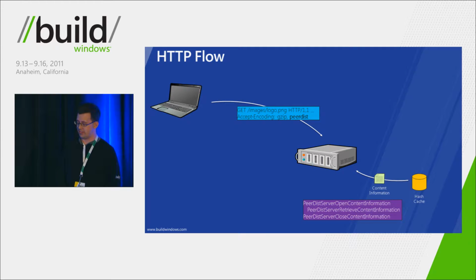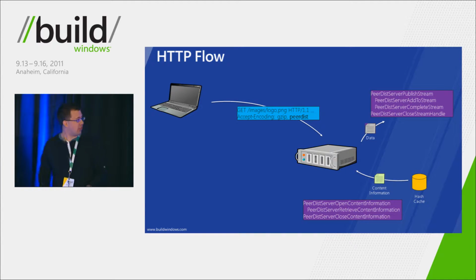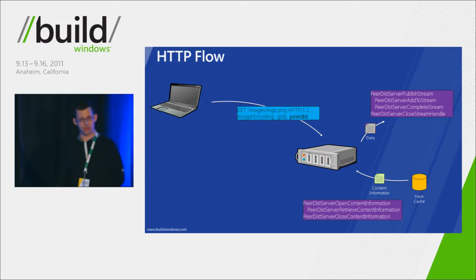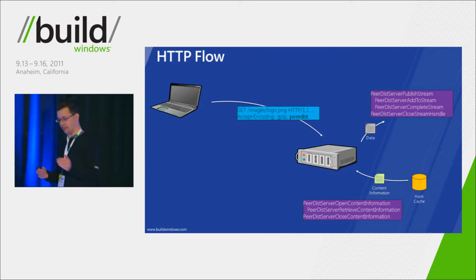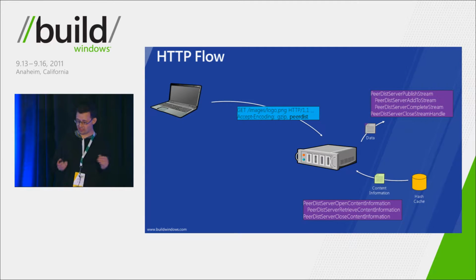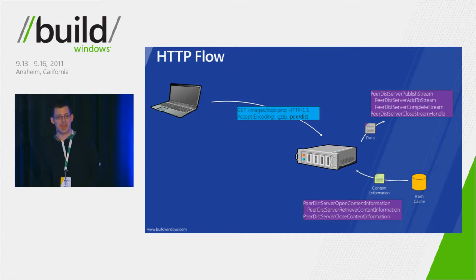Now, if you didn't have the content already published, you're going to need to publish it into our hash cache before you're going to be able to retrieve those content identifiers. So here are the APIs that you use to do that. Again, it uses a very similar stream semantic. You're just going to call PeerDistServerPublishStream. That opens up the stream. Then you keep calling add to stream in order to write to that. Keep doing that until you've pushed all of the data into BranchCache. And then you just call complete stream. That lets us know that you've managed to successfully push the entire content into BranchCache. We can close that off, finish calculating our hashes and identifiers, and save that into the cache. Then you just call close stream handle. That will clean up all the resources associated with that.